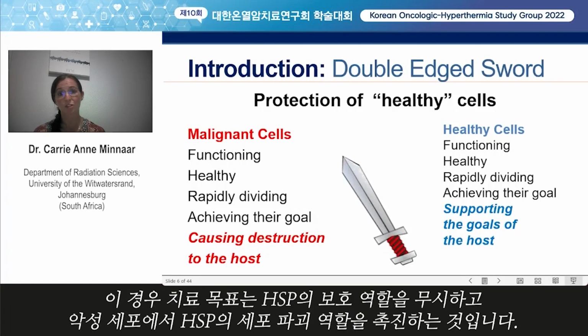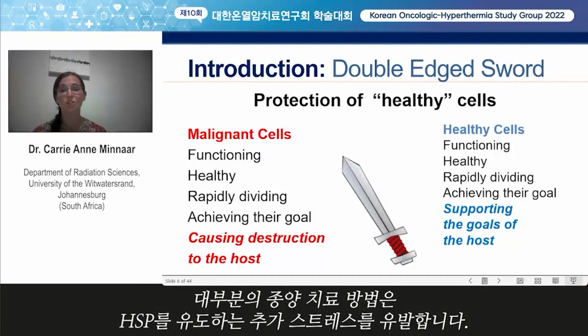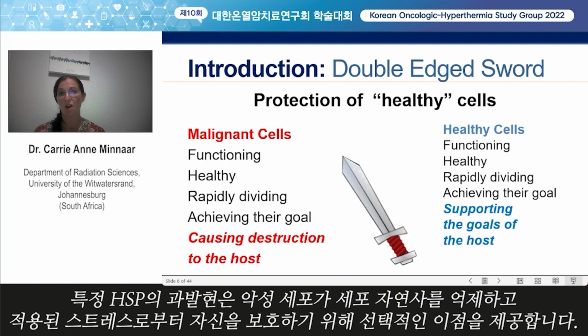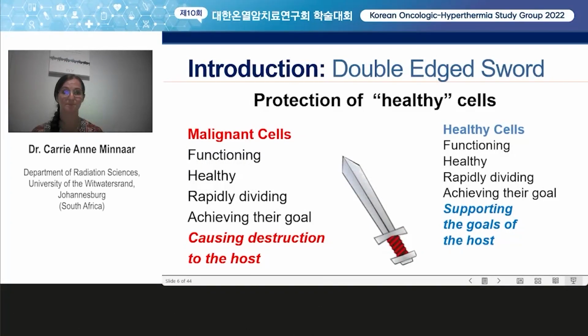In this case, a treatment goal would be, for example, to override the protective roles of the HSPs and to promote the cellular destructive roles of HSPs in malignant cells. Most oncological treatment methods cause extra stress, which induces HSPs. Overexpression of specific HSPs provides a selective advantage for malignant cells to inhibit apoptosis and protect themselves from the applied stress.